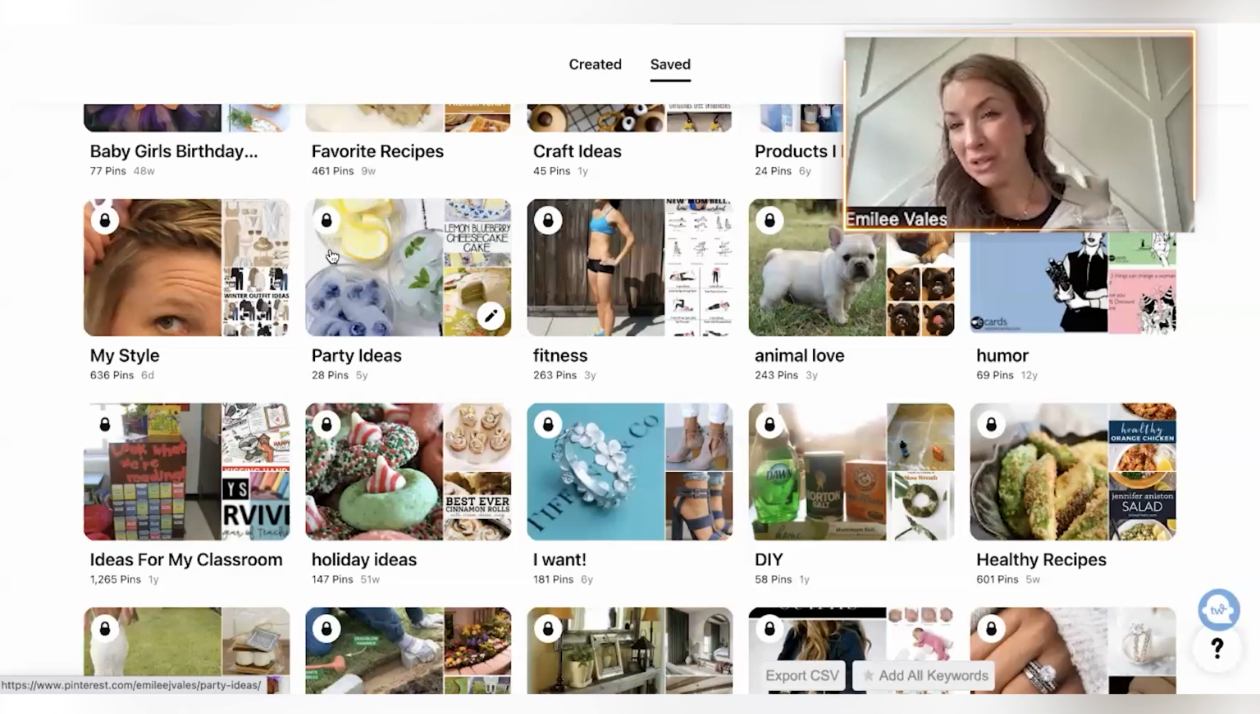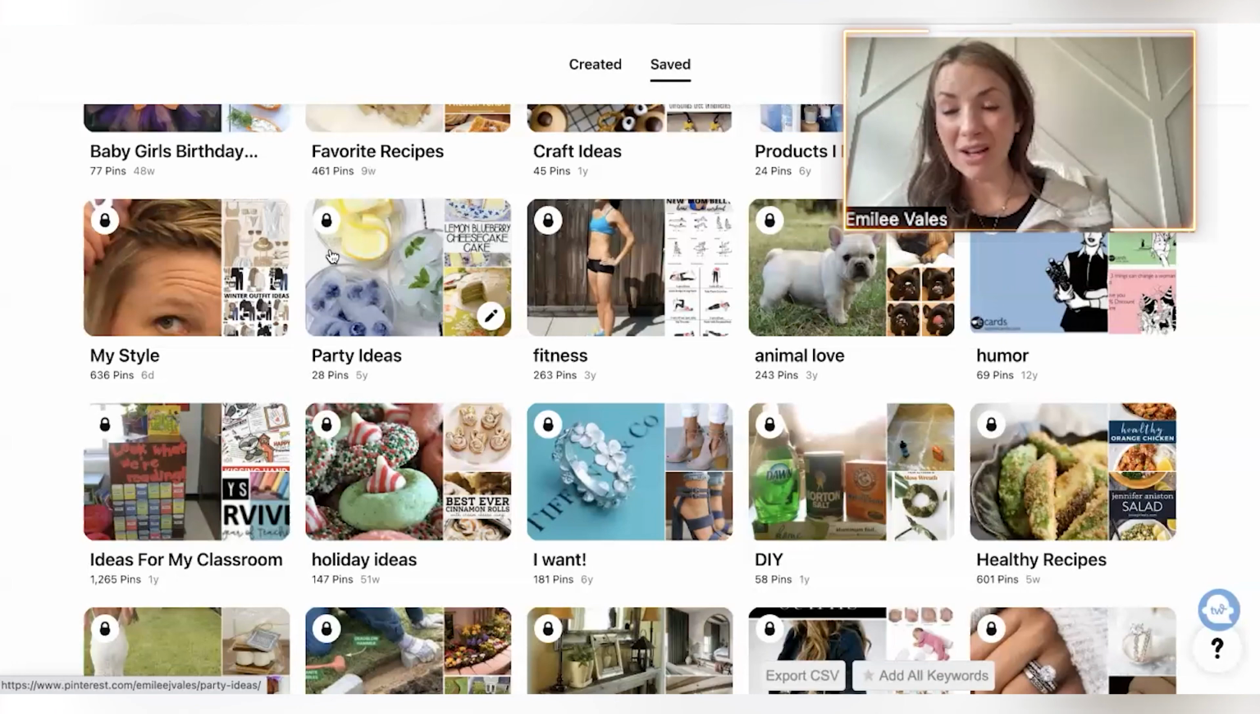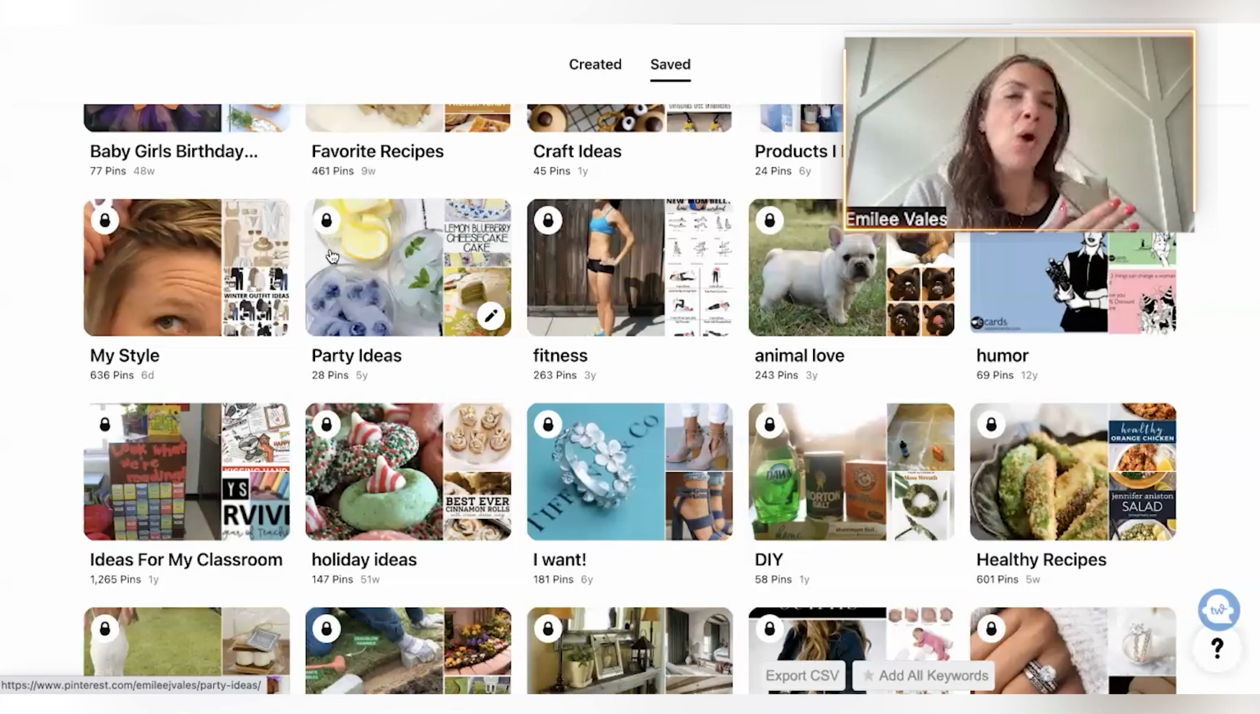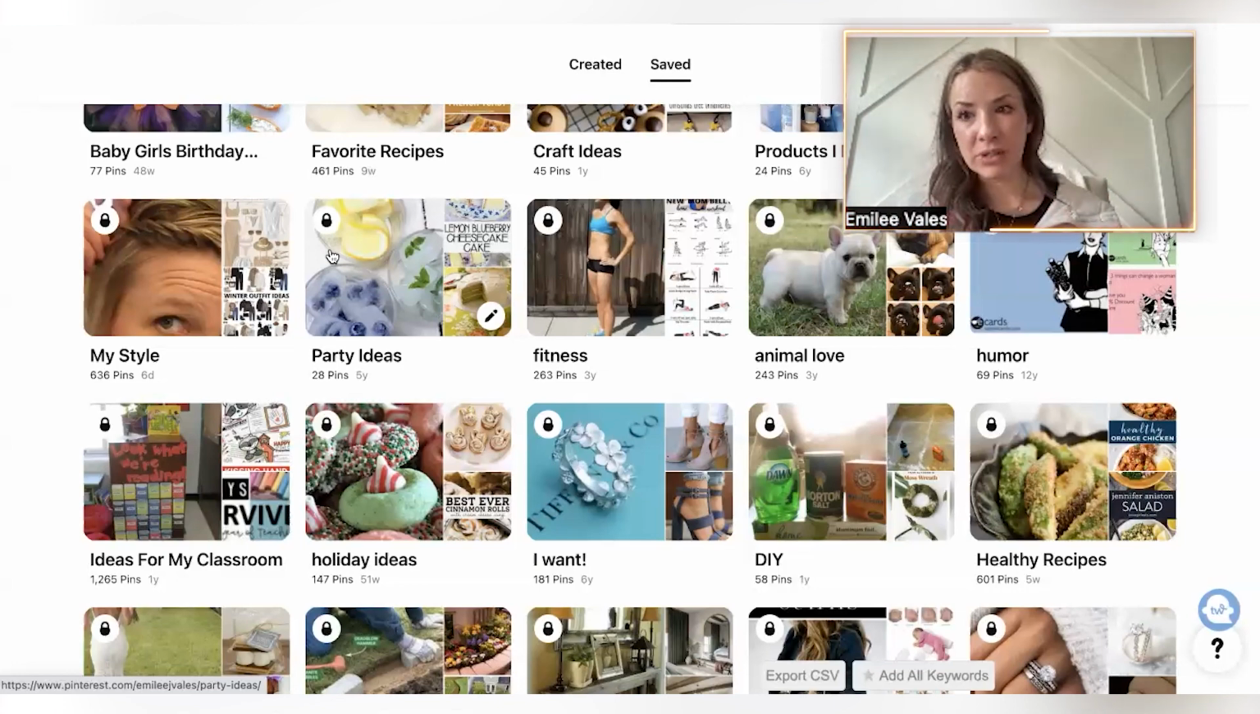And for my personal use, I'm not even always pinning things daily on Pinterest. I might look something up, but I don't necessarily pin something daily for myself. So the volume for my business way outweighs my personal use.